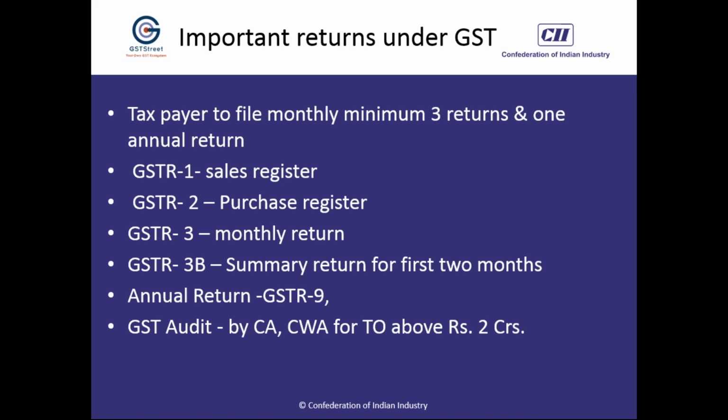There is another return which every business has to file, an annual return under GSTR9. The format is not yet available, but it will be made available in due course by the CBEC or the state governments. That is the return at the end, which you have to file after September. Then there is another important compliance for businesses having more than 2 crore worth of turnover. They need to get their books of account audited for GST purposes by a chartered accountant or a cost accountant. So that is a compulsory GST audit one needs to go through if their turnover is above 2 crore.